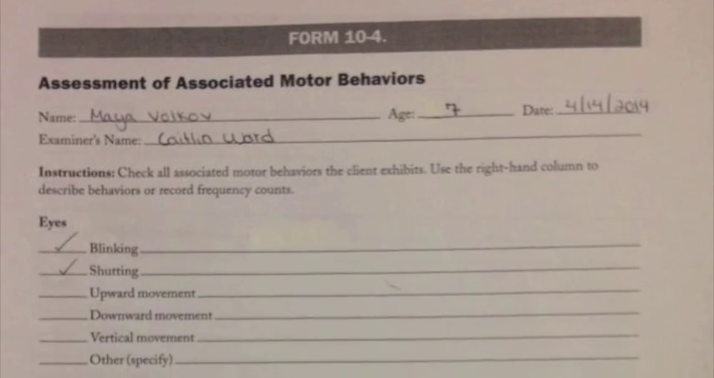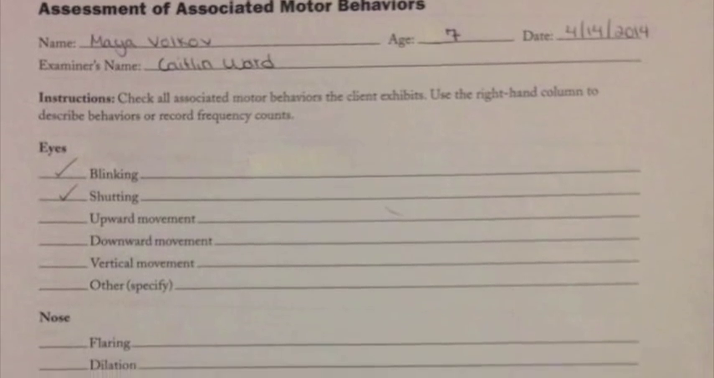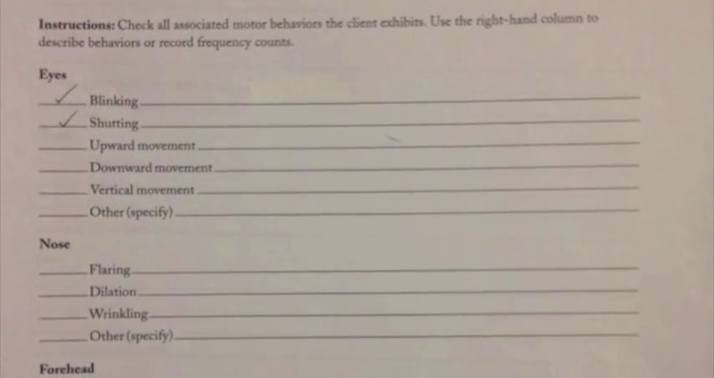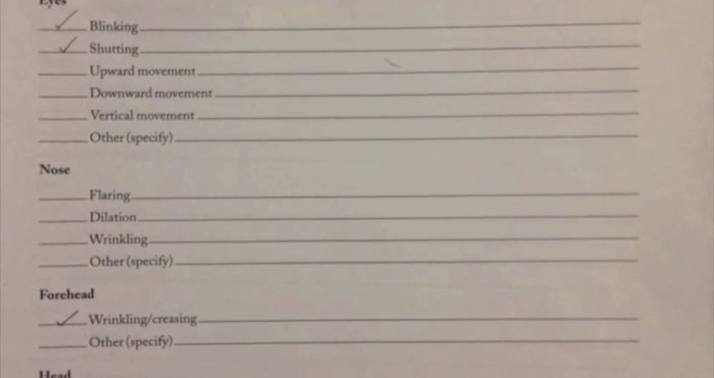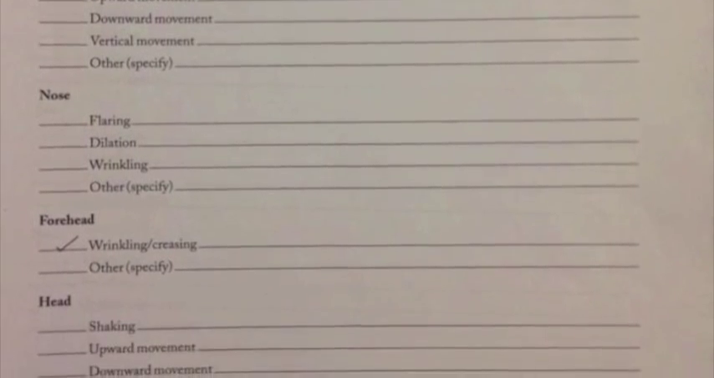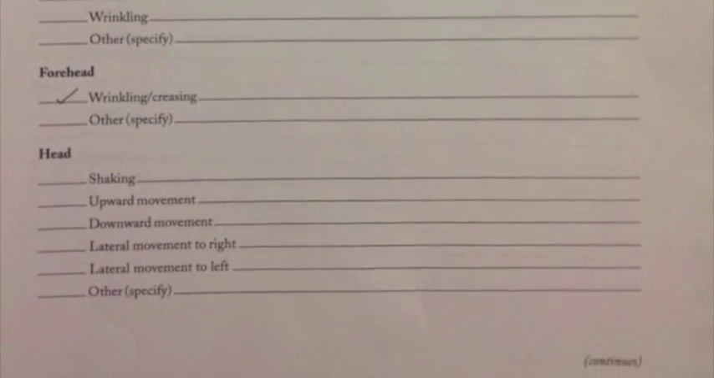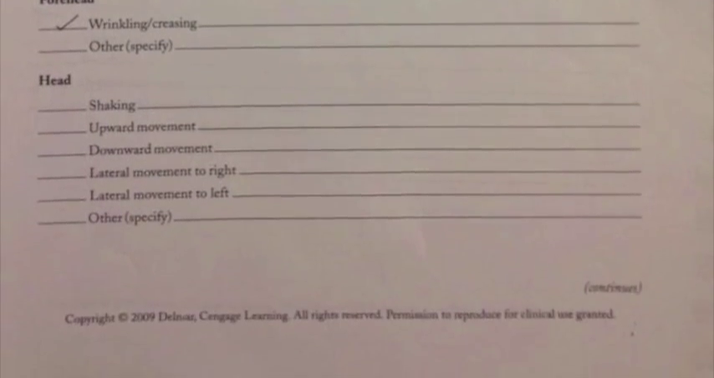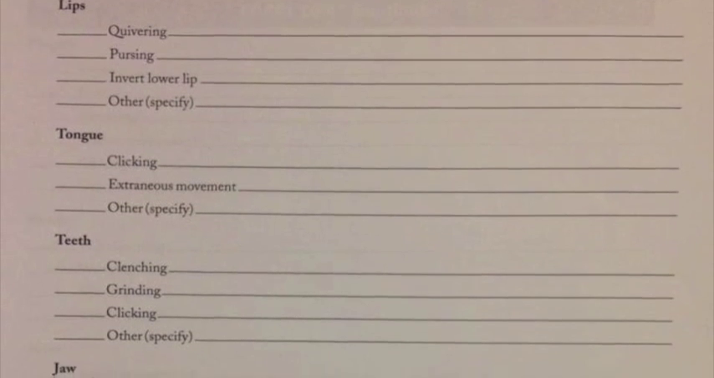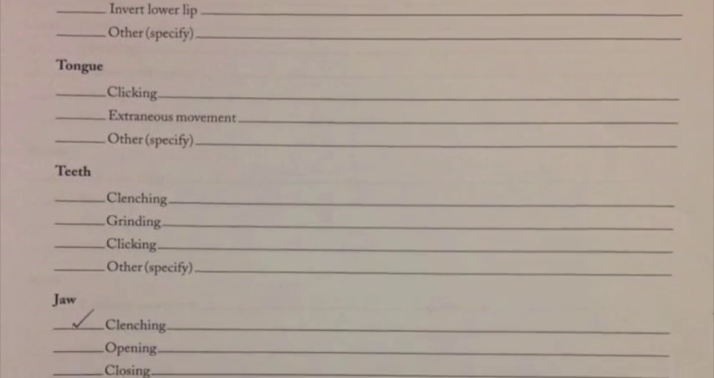No problem. The assessment of associated motor behaviors is designed to help identify extraneous movements, which are visible displays of tension, usually involving parts of the orofacial mechanism. It is listed as Form 10-4 in the Shipley McAfee's Assessment of Stuttering and Cluttering. The form lists the most common behaviors, but it is not an exhaustive list of all the possible behaviors the client may exhibit. The clinician fills at the top of the form with the date and client's name and age.